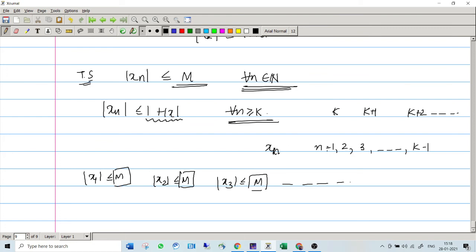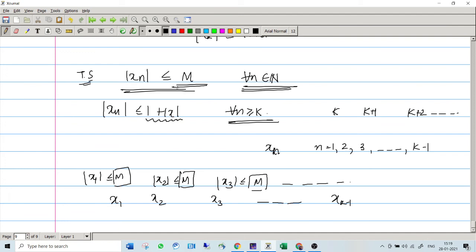You're not aware of the situation for x1, x2, x3 up to xk-1. From k onwards you have the bound, but until k we don't know about a bound. As soon as we are able to find the bound for these first few k-1 numbers as well, and for the rest of them we are able to ensure that xn will be bounded. This is the story. Is it clear now?